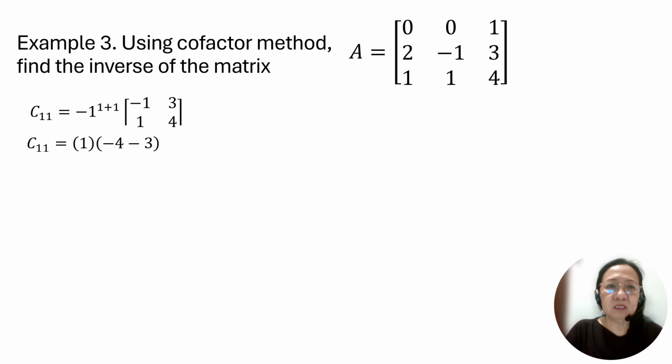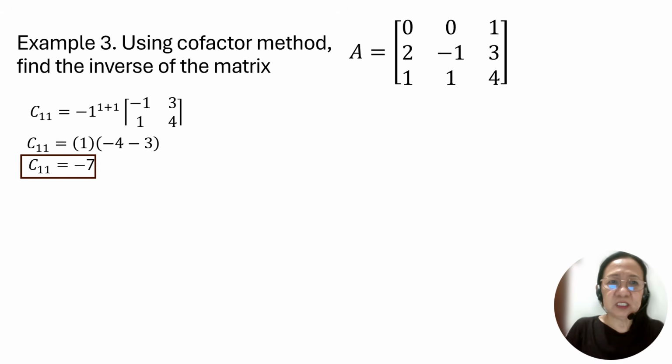The sign is positive because 1 plus 1 is 2. So we have positive 1 here. And then negative 1 times 4 is a negative 4, minus 1 times 3, that is minus 3 rather. So negative 4 minus 3 is negative 7, times 1. So we arrive at negative 7 for C sub 11.